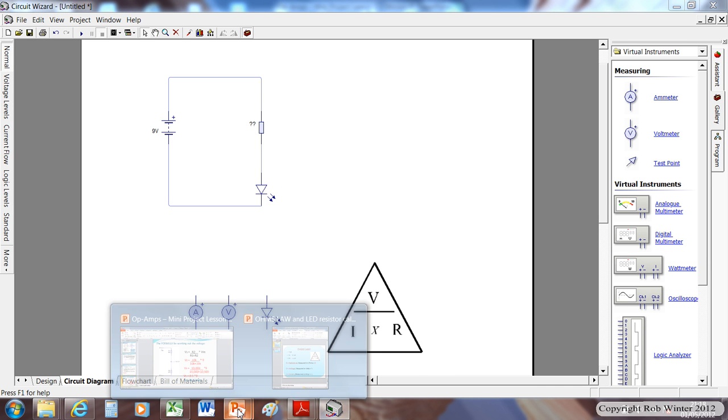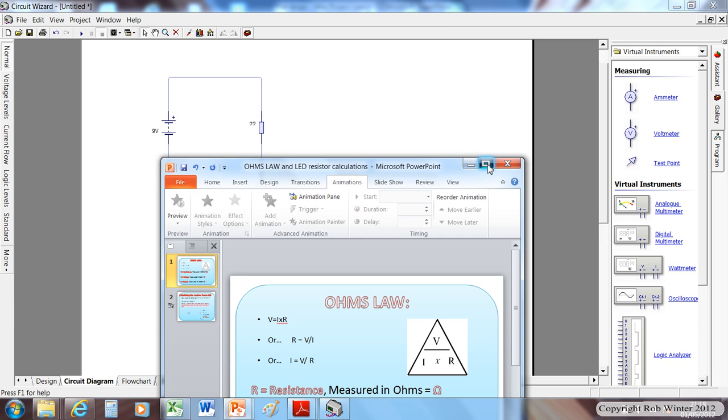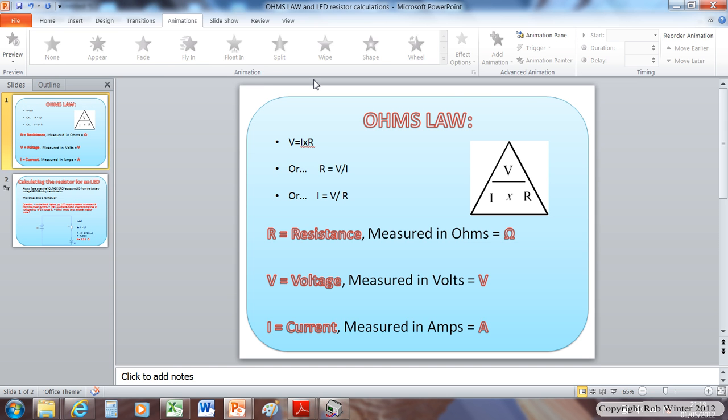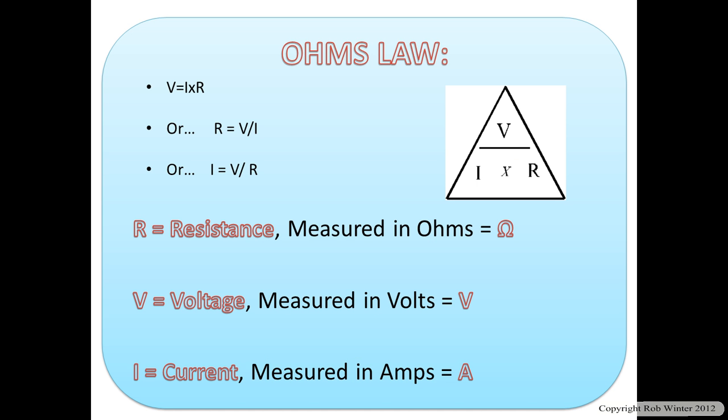Okay, right. This video is going to teach you three things actually. We're going to teach you about Ohm's law, and how to calculate the resistor for an LED, which uses Ohm's law, and it's also going to teach you, without realizing it, how to connect up a voltmeter and an ammeter, which is something you're going to need to know. Quite easy stuff.